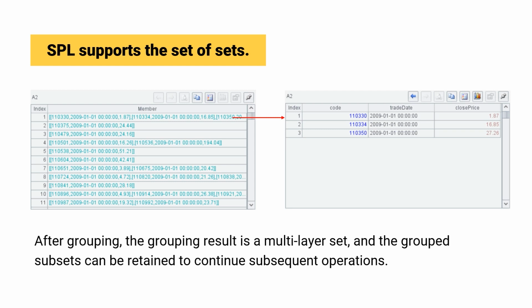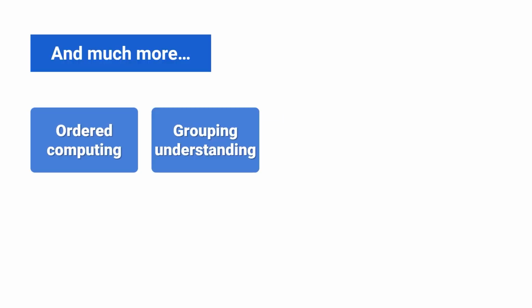SQL does not have an explicit set data type, and cannot return data like a set of sets. It cannot implement independent grouping and can only force grouping and aggregation to be calculated as a whole. Through these two examples, we can see the advantages of SPL in ordered computing and set computing. SPL has many other features that are based on a deep understanding of structured data processing.